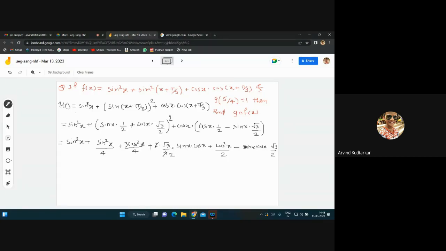Here one is plus and this one is minus, so these two terms will cancel. You know here, sin square x by 4 and another sin square x. What is the sum of them? 4 into sin square x plus 1, so the sum of them is 5 sin square x upon 4.